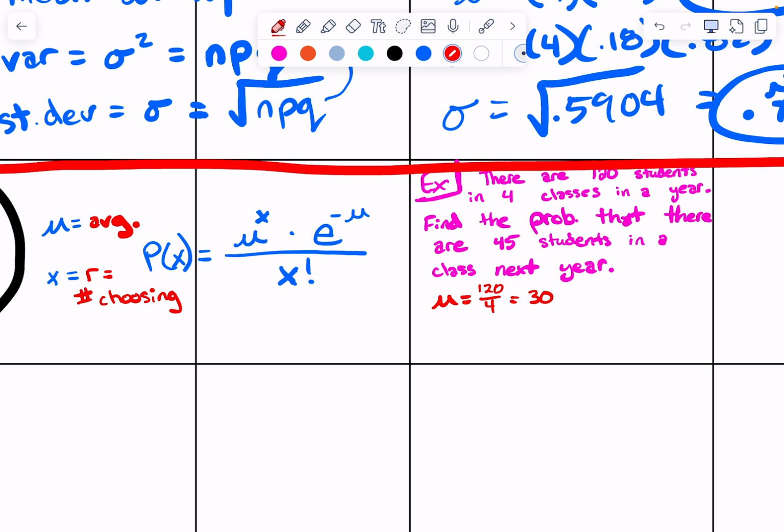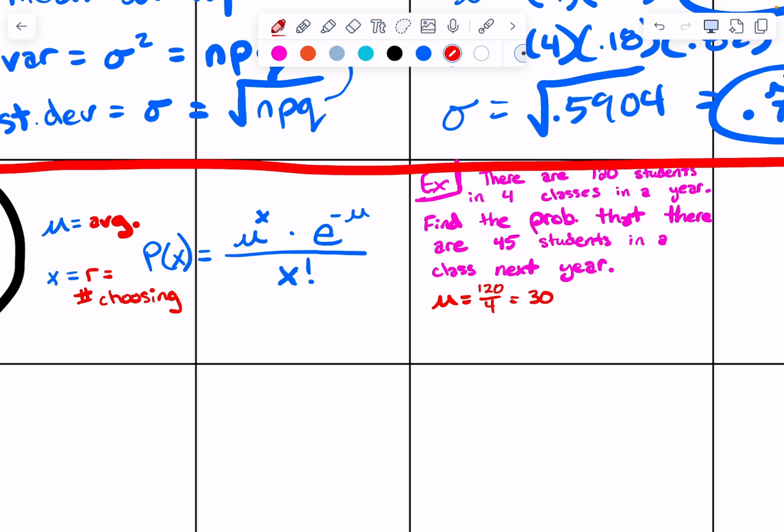Find the probability that there are 45 students in class next year. If I have 30 as my average, are there high chances or low chances that I'm going to have 45? It's a low chance it'll be 45. It's going to be highly significant, but it's going to be low chance, right? It's probably not going to happen very often, 45 students in a class if my average was 30.